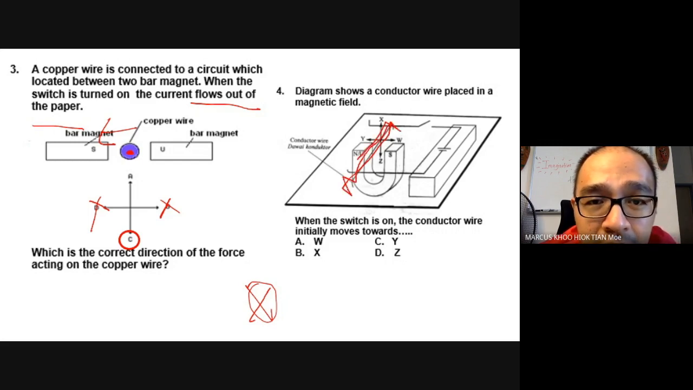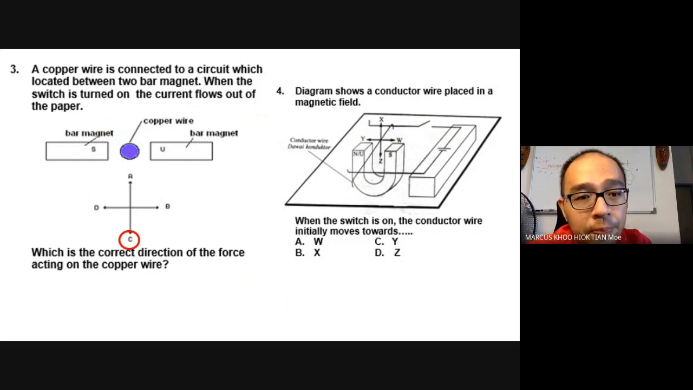Current is flowing here, here, here. The current is going to flow here. So you always assume that you are here, you are looking from here. Valerisa, W, X, Y or Z? The answer is X, because the current is flowing this way.